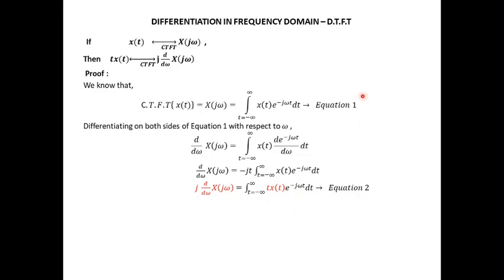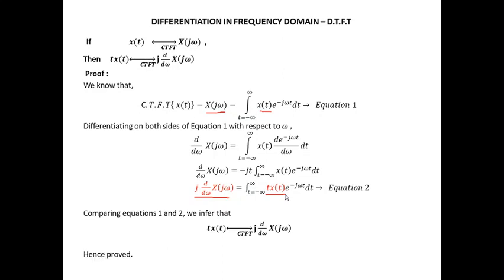So now again you compare equation 1 and 2. When you compare here equation 1 and 2, if x of j omega is the Fourier transform of x of t, then j d by d omega of x of j omega will be the Fourier transform of t into x of t. So that is a proof. So comparing both, we can write it like that. So hence proved.